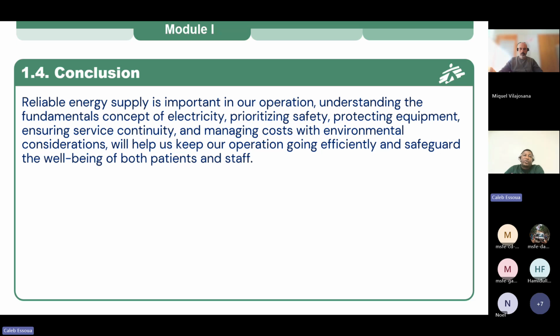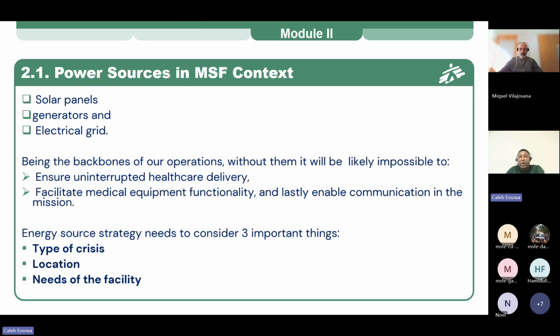Okay, we'll pass to module 2, which is the power source. Any question for module 1? Just a quick one, not long. Yes. Okay. Sorry. Yeah, go ahead.